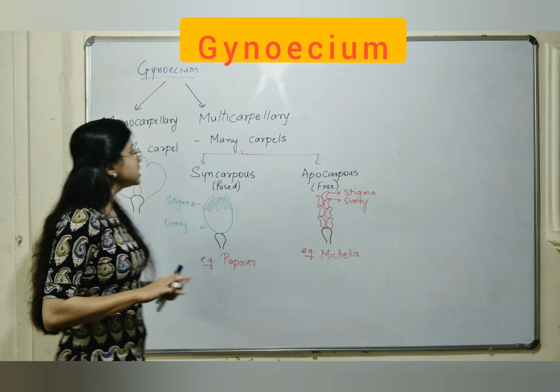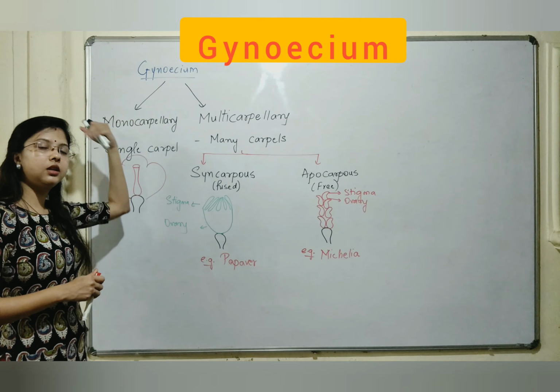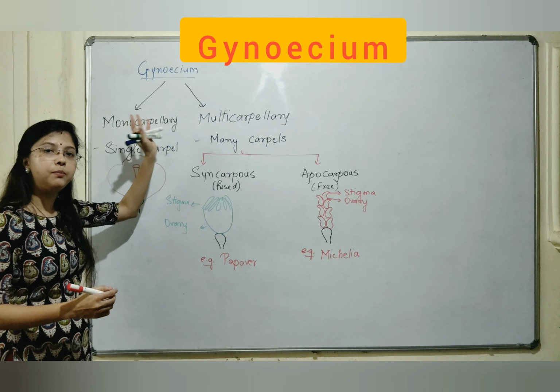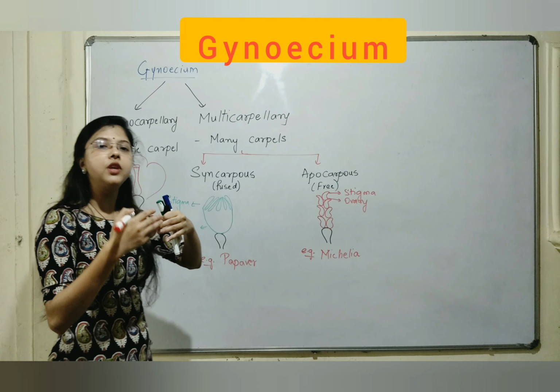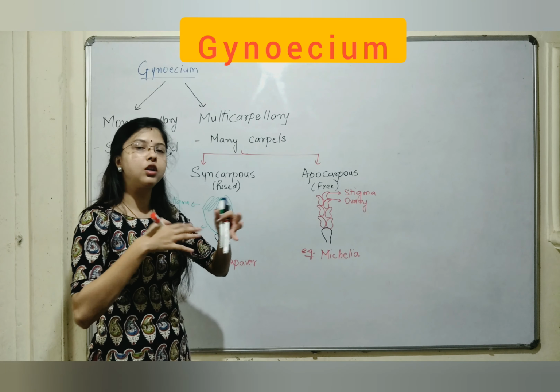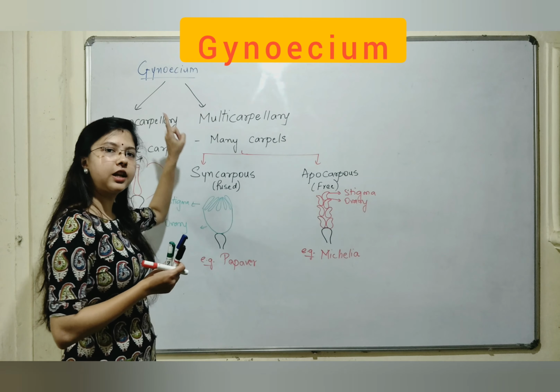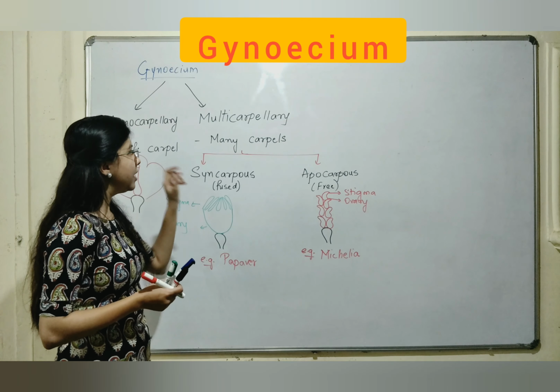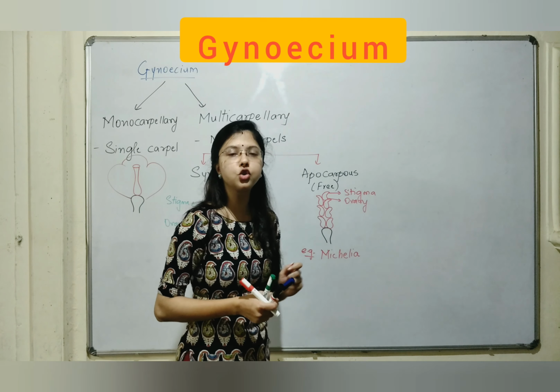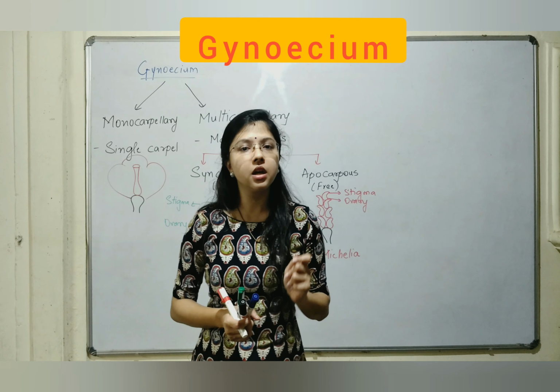Okay, so this is about the types of gynoecium depending upon their number. They can either be fused or they can be free, right? They can either have many carpels present or there can be only one carpel present. Now let us see what the functions of each and every part of the carpel are.